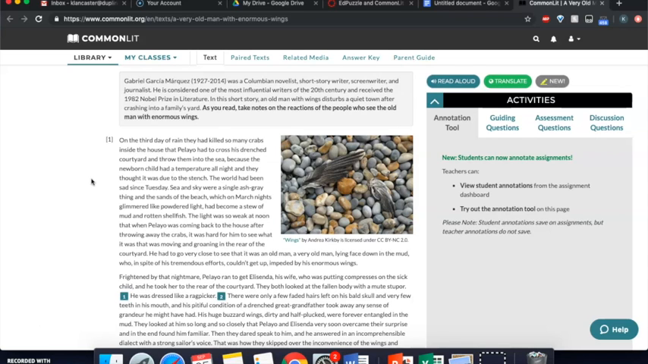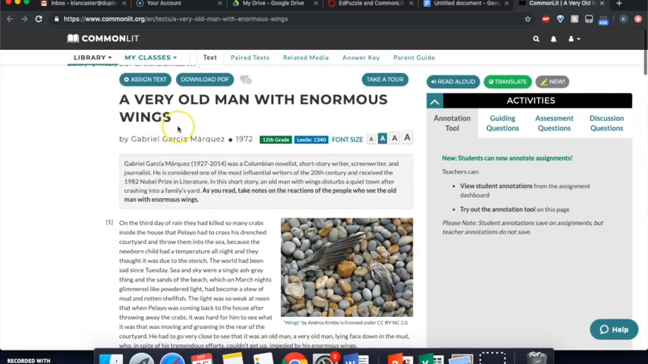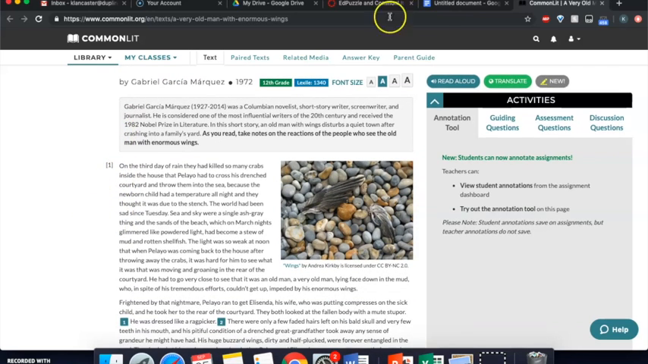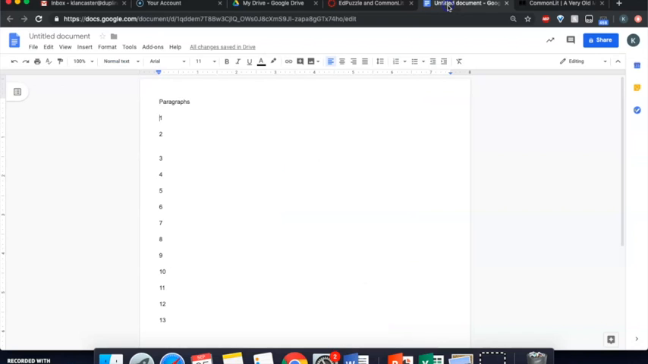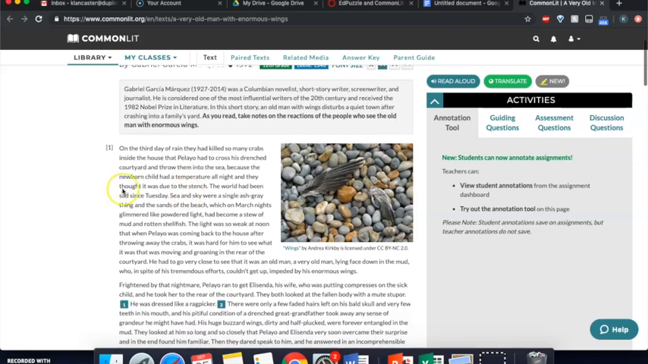So I'm going to demonstrate how to do that using this first paragraph of A Very Old Man with Enormous Wings. I'm going to be typing mine into this Google Doc, but for you, you will be using a sheet of paper. Alright, so first paragraph.